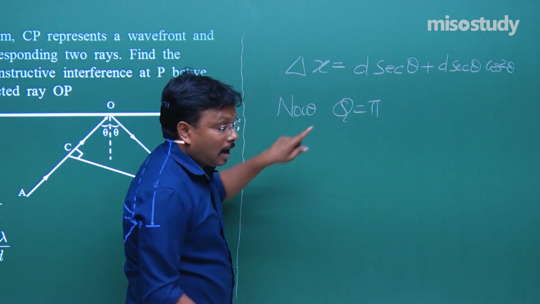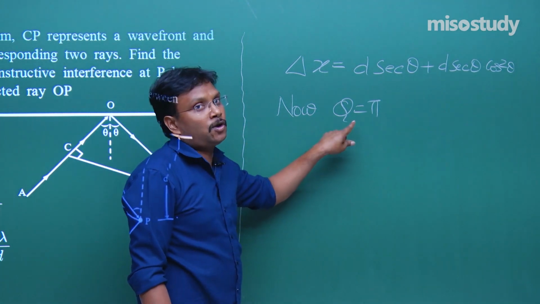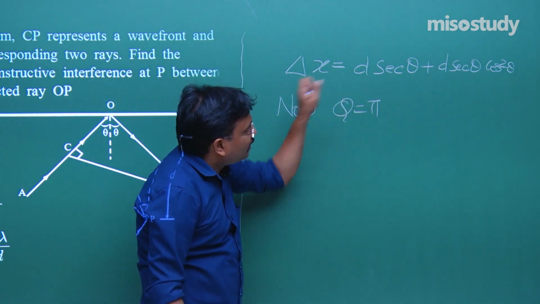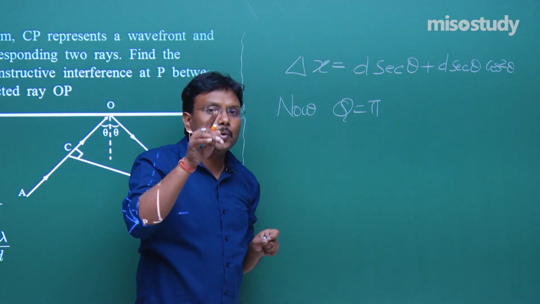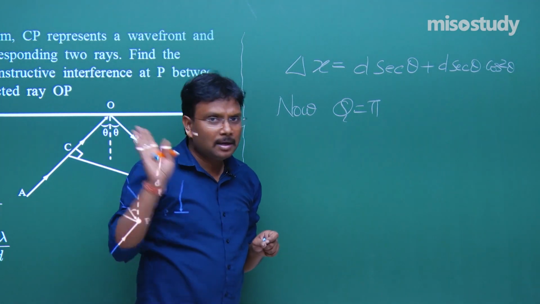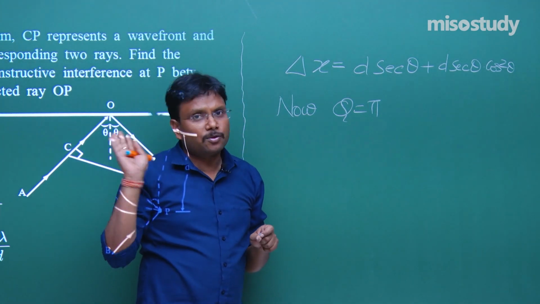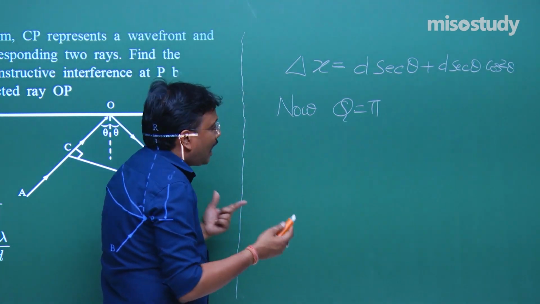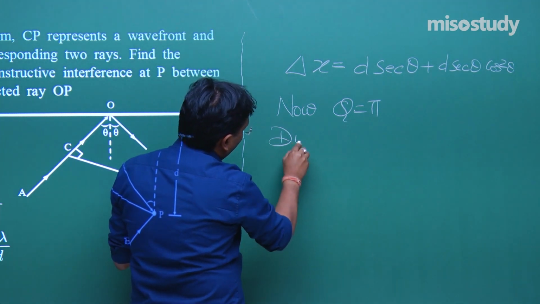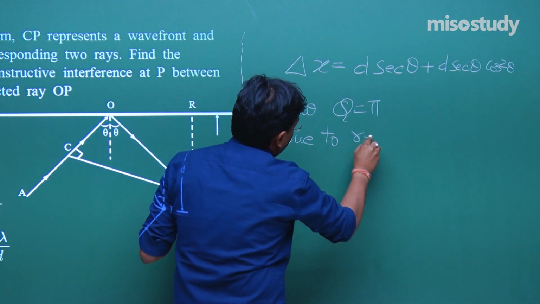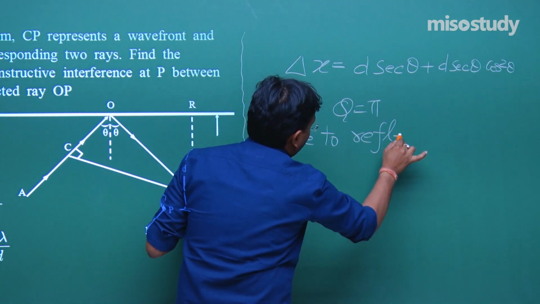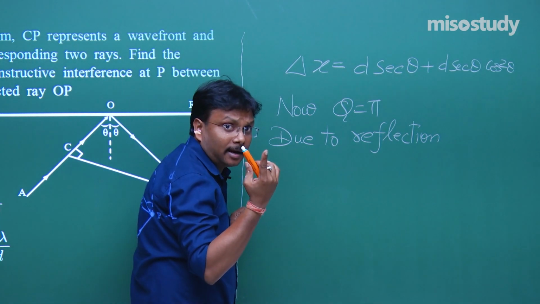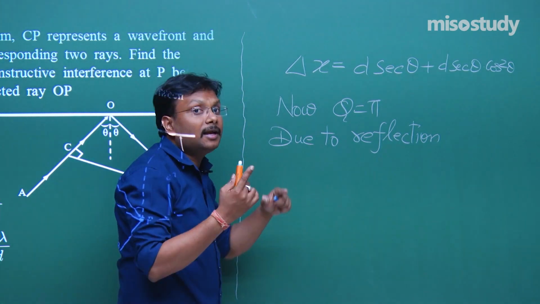So now I was not supposed to write down this, but just for your understanding I am writing. Now phi is equal to pi. So what you can do? You can directly write down the formula, delta x is equal to lambda upon 2 pi into phi. In both the previous questions, I mentioned like that. So directly, due to reflection, one is reflected, another is direct ray.